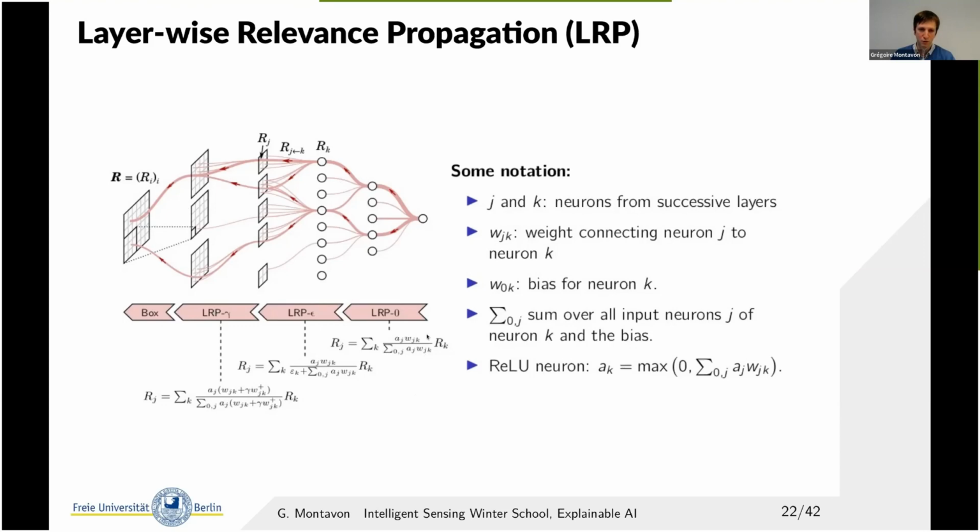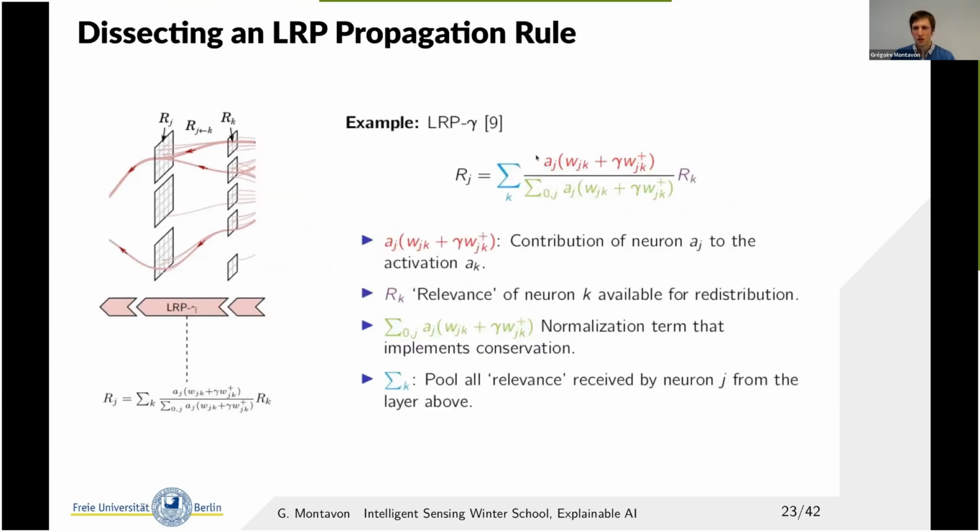Typically these explanation rules have the following structure. On the numerator, you have something here in red, which is the contribution of neuron A_J to the activation of the neuron A_K in the next layer. It can be, for example, A_J times the weight, but you can also have slight variants, for example to give advantage to the positive contributions. Then you have this thing in the denominator, which is the normalization factor, which will ensure locally the conservation property, or at least approximately enforce it.